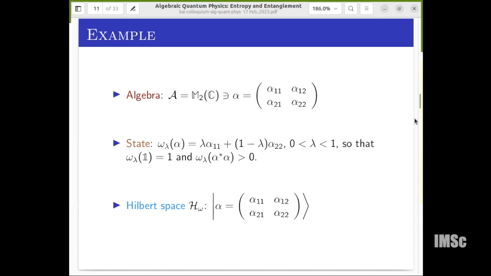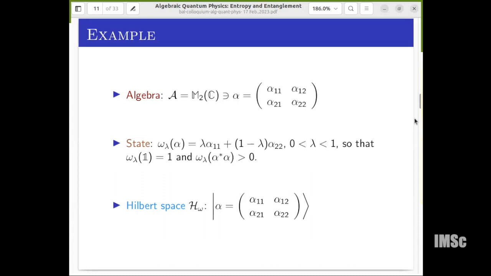And I have to write a state. The properties of the state are that on the identity it should be 1, and it should be positive. So what I will do is take omega lambda, using a parameter lambda lying between 0 and 1. Omega lambda acting on alpha will be alpha 1 1 times lambda plus (1 minus lambda) times alpha 2 2. You can see that alpha 1 1 and alpha 2 2 are 1.